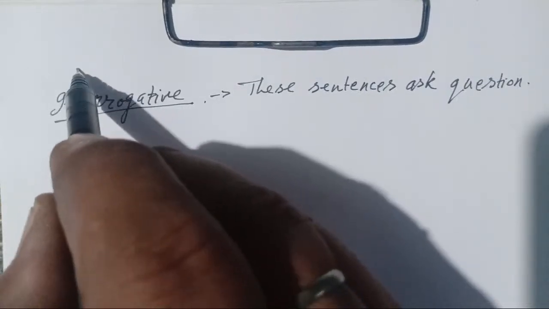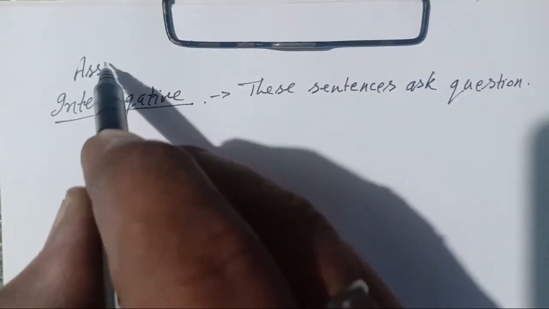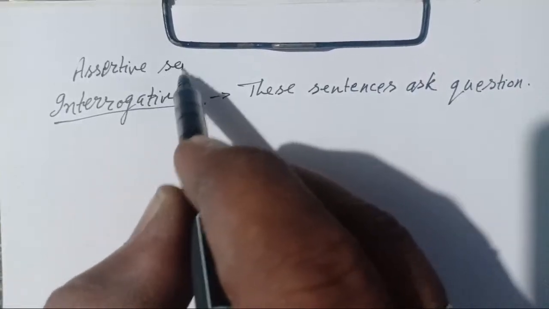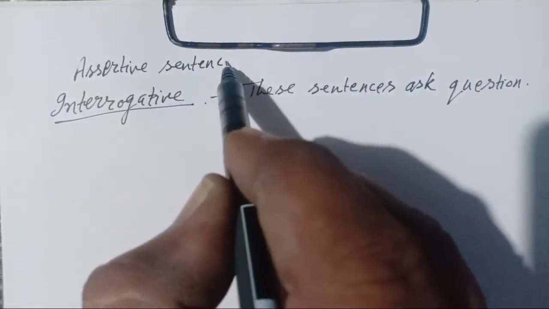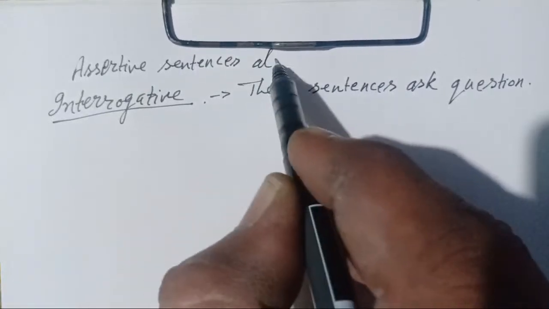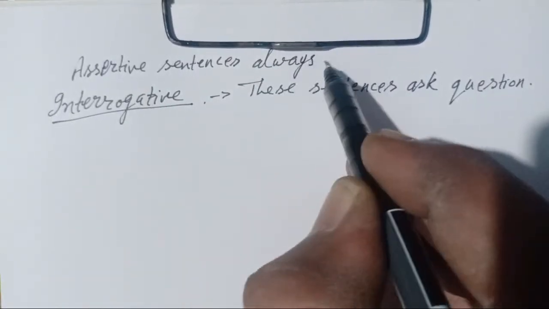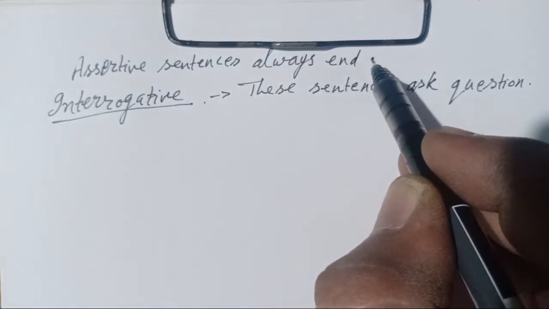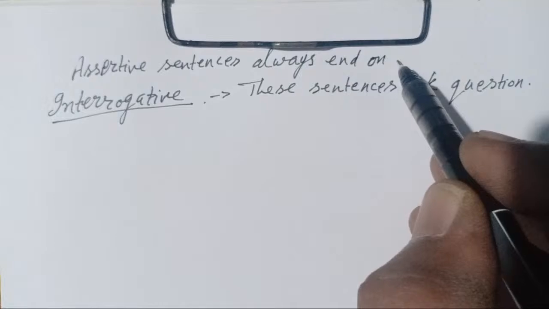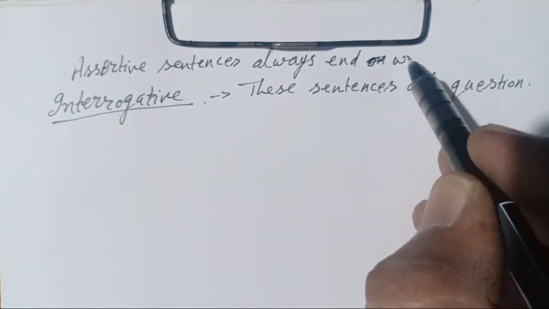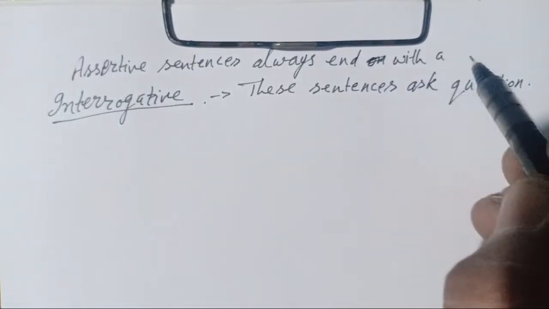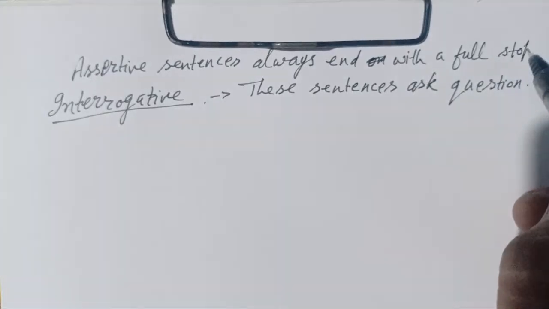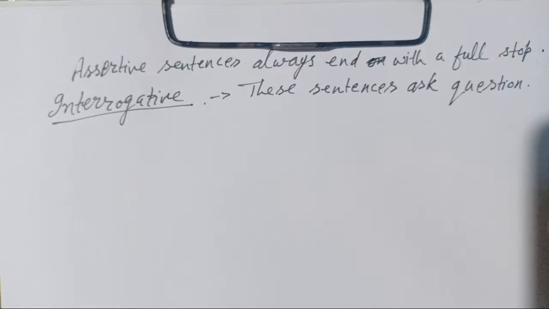Assertive sentences always end with a full stop. End with, not on, end with a full stop. Okay, means this dot.